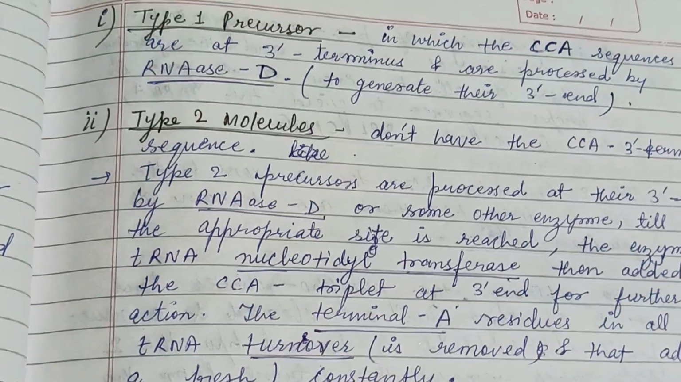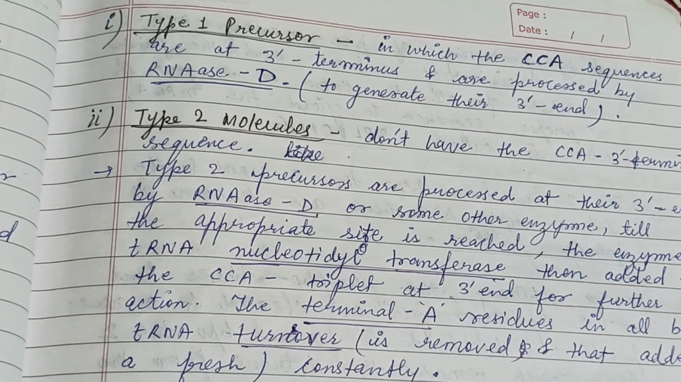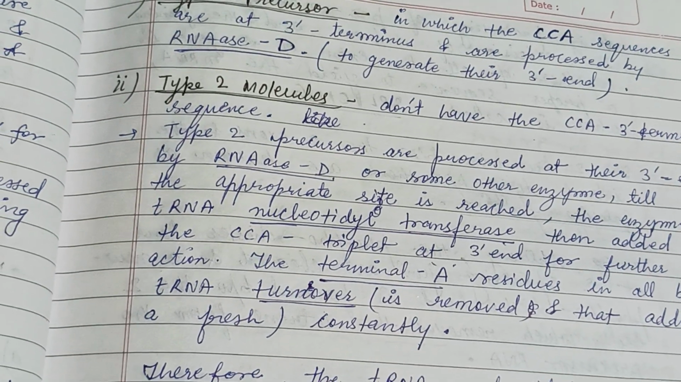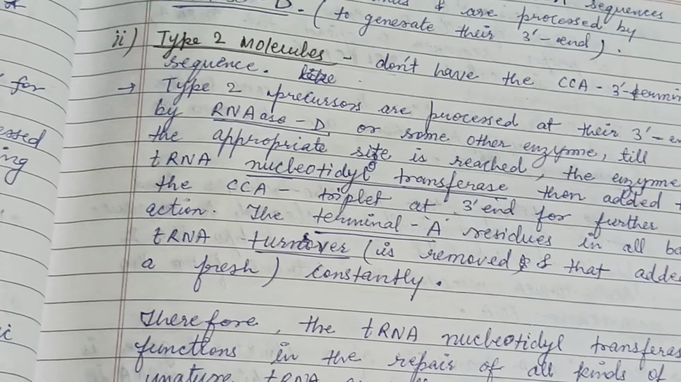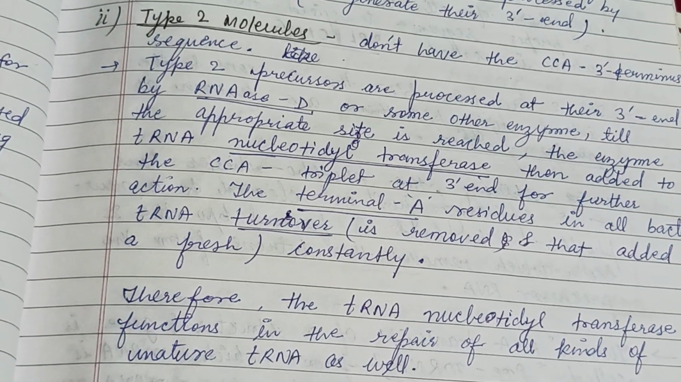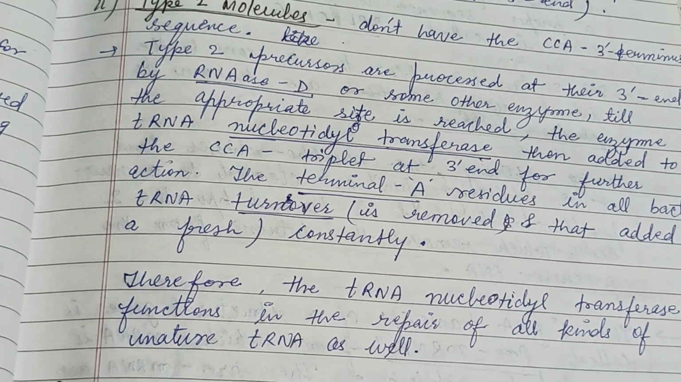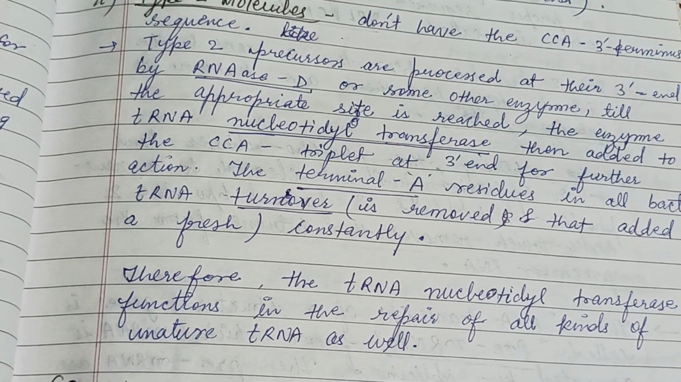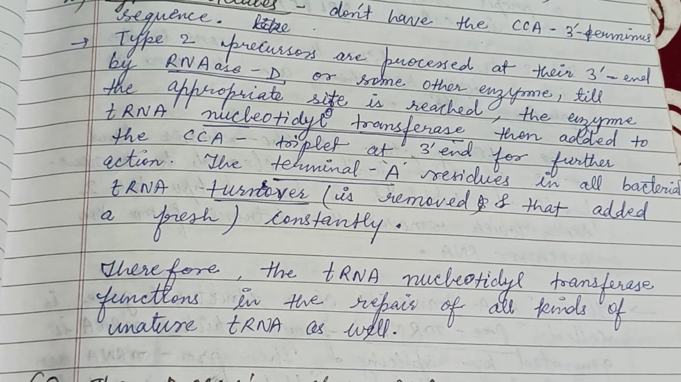So tRNA precursor may be of two types, that is type 1 and type 2 molecules. In type 1, the CCA sequence is at the 3' terminus and is processed by RNase D to generate the 3' end. The second one, the type 2 molecules, don't have the CCA 3' terminal sequence, and type 2 precursors are processed at their 3' end by RNase D or some other enzymes till the appropriate site is reached. The enzyme tRNA nucleotidyl transferase then adds the CCA triplet at the 3' end for further action. So it can be better understood through a figure.